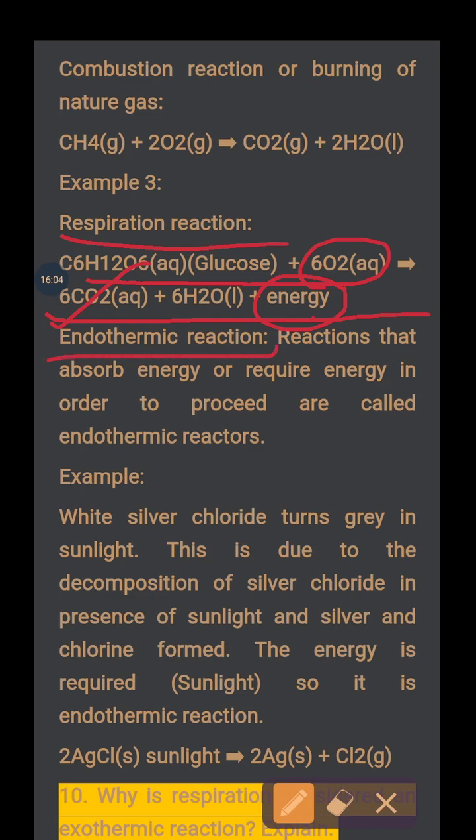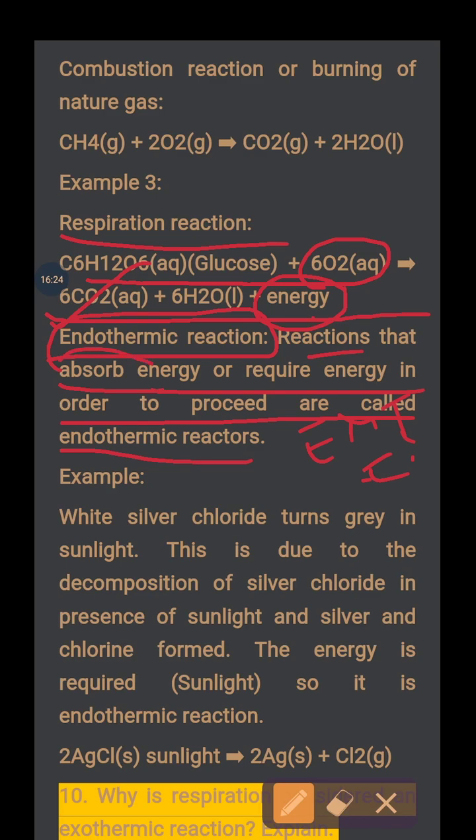Endothermic reaction. What is the endothermic reaction? Now we are talking about the reaction that will absorb. En means enter. We know enter. Endothermic reactions absorb energy or require energy in order to proceed, in which the energy is entered. The reaction that absorbs energy is called endothermic.